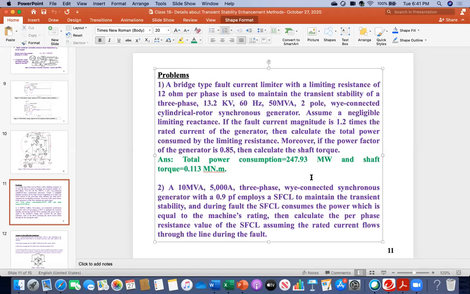Okay, so you see that torque is power divided by omega in radian per second. Power is 50 MVA multiplied by 0.85. For omega, first you calculate the synchronous speed, 120 f over p, and then convert into radian per second. If you divide power by that radian per second, you should get very close to what I have shown, 0.113 mega Newton meter.